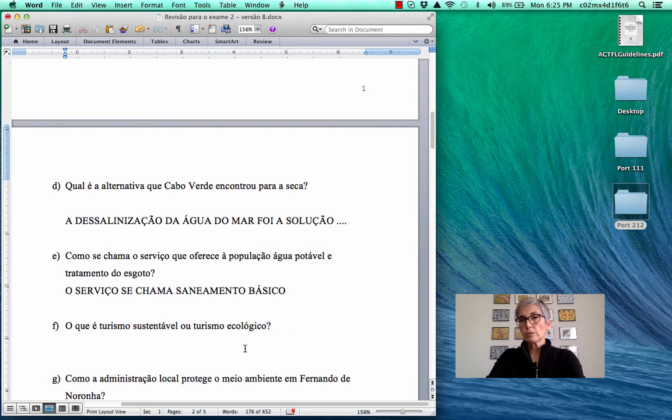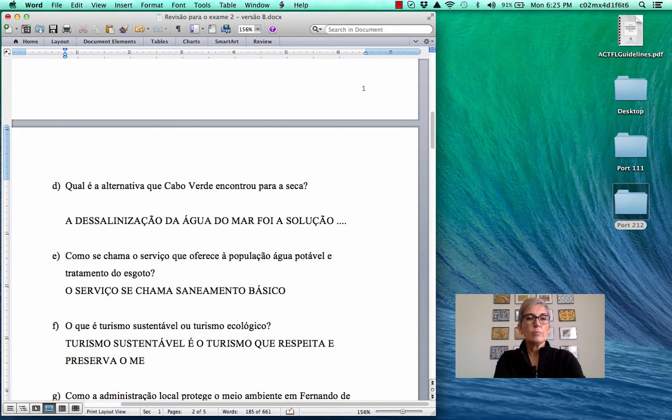O que é turismo sustentável, turismo ecológico? So, what is that? Então, turismo sustentável. That's why it has the name sustainable tourism, né? Sustentável, because it respects and it preserves nature. Então, turismo sustentável é o turismo, so it is the tourism, que respeita e protege e preserva o meio ambiente, ou a natureza, né? Que é o turismo sustentável, é o turismo que respeita e preserva o meio ambiente ou preserva a natureza.